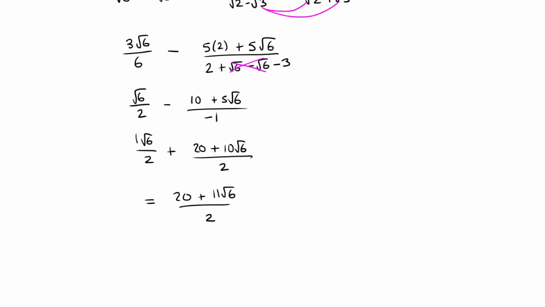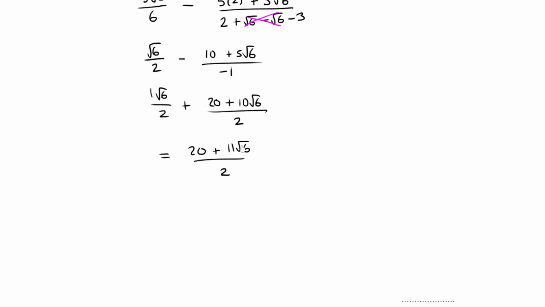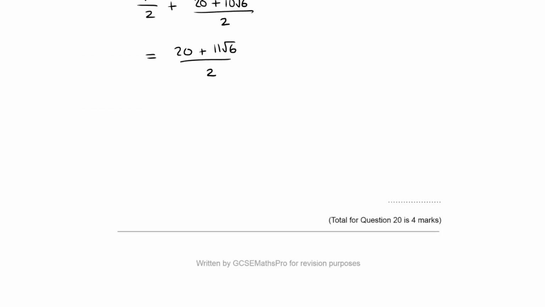Now have a look at what you've got. As the format, it was a plus b root c over 2, which is what we've got, isn't it? So there's nothing else I can simplify. That would just be your final answer for 4 marks.